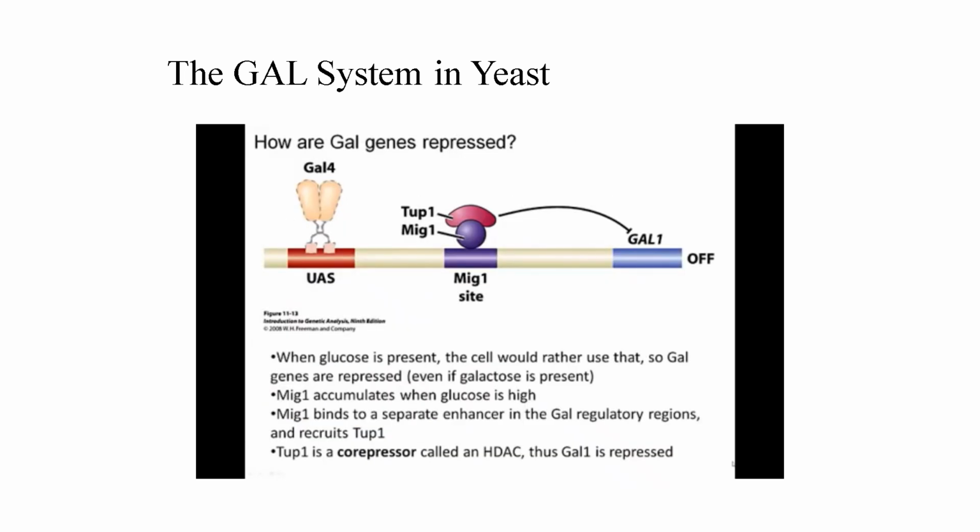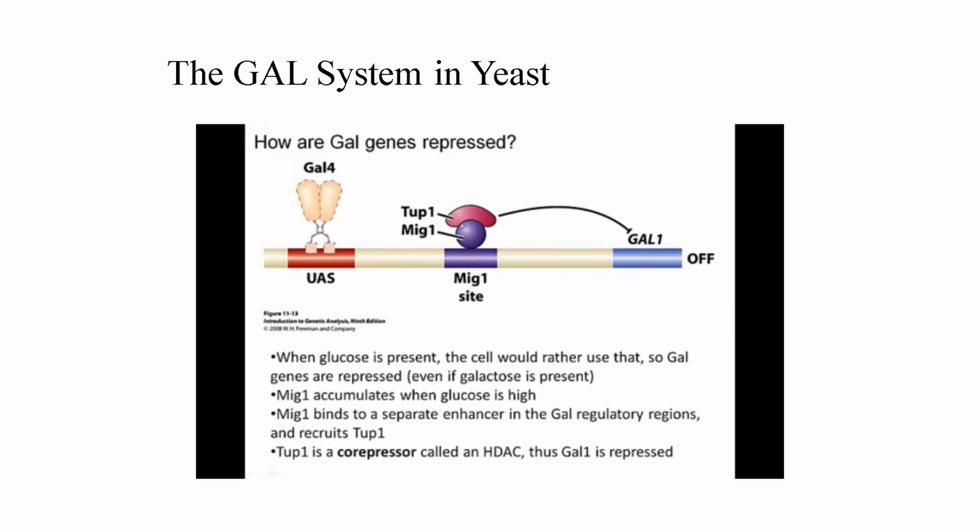Now, there's a completely additional way that the GAL genes are regulated in addition to the GAL4 system. So just like the lac operon, when glucose is present, the cell would prefer to use glucose rather than galactose. So just like with lac, it preferred glucose instead of lactose. The way this is accomplished is via a protein called MIG1. Now MIG1 gets higher when the glucose levels are high in the cell, and MIG1 will bind to another enhancer site called the MIG1 site, near each of those GAL genes.